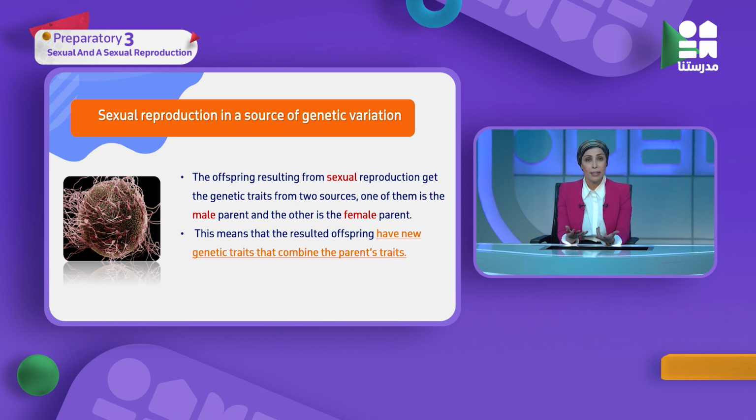So why is there genetic variation among living organisms? Very simply, this is a very important question. I will say because the offspring come from two parents, male and female, and each one of them has its own properties. So if these properties combine together, they form an offspring with new genetic information, or genetic traits, or genetic properties, and this maintains genetic variation. Does this happen in asexual reproduction? No, of course not, because in asexual reproduction the new individuals are typical to the parent cells.